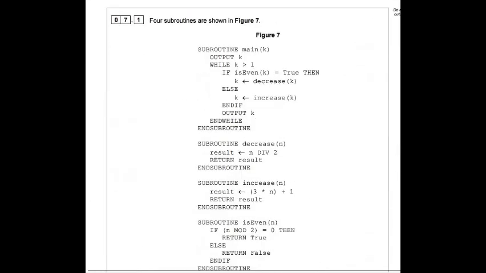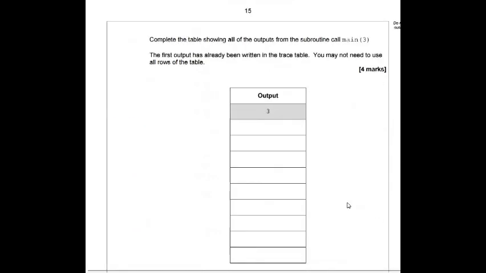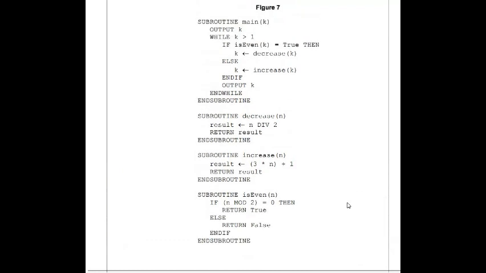Right, next one. Question 7. 4 subroutines are shown in figure 7. So this is quite a big one. So we've got 4 subroutines. What we need to do is complete a table showing all of the outputs from the subroutine called main3. So we need to have a look at main3. So we've got main, and k is the parameter, and we're going to use 3 as our parameter. So it's going to output 3.